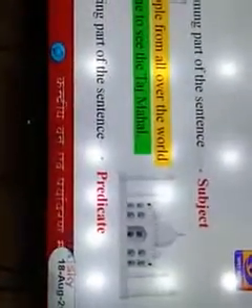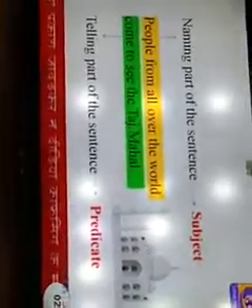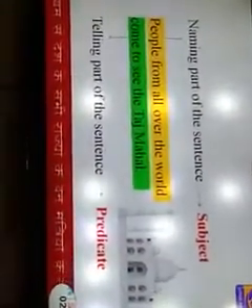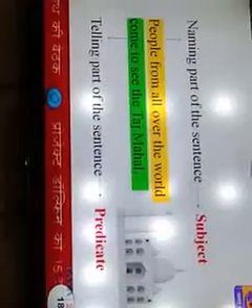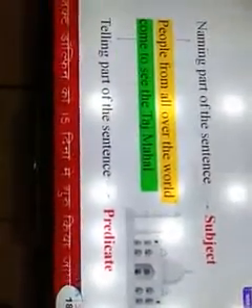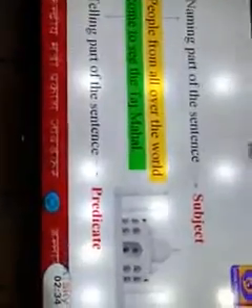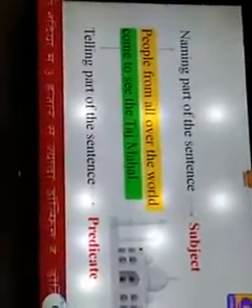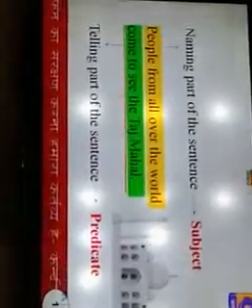Look at this picture. It's a famous monument of India. It is the Taj Mahal. Now read the sentence. People from all over the world come to see the Taj Mahal. What is the subject in this sentence? People from all over the world is the subject. It is the naming part of the sentence. What is the predicate in this sentence? Come to see the Taj Mahal is the predicate.